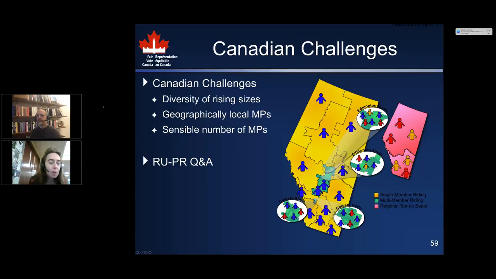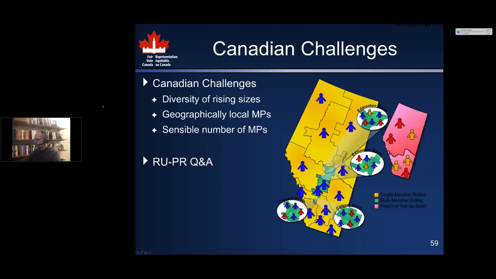So are the top-up seats for all ridings, or just for the dense multi-seat ridings? Actually, in our version of rural-urban proportional, it would be for all the ridings. It'd be for the whole province. But the dense multi-seat ridings are already fairly proportional. And so, if you're going to make a distinction, as you are, it would be: are the top-ups for everyone, or are the top-ups to make the single-seat ridings proportional? But our answer is that they're for everyone.